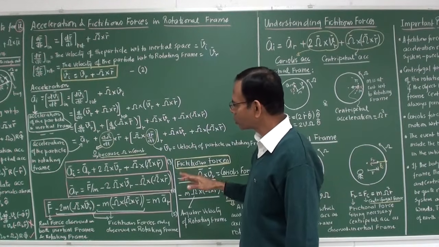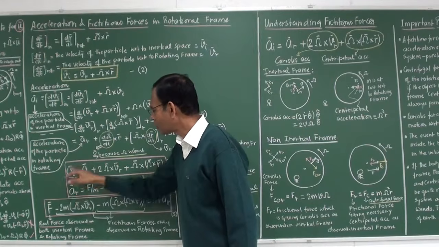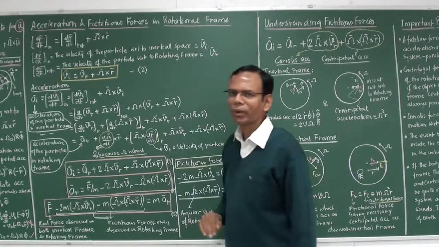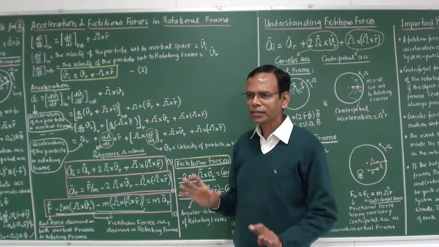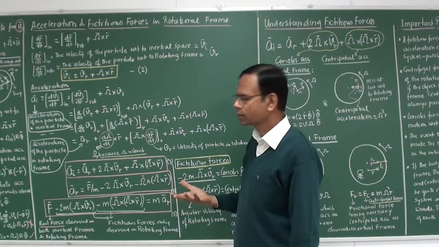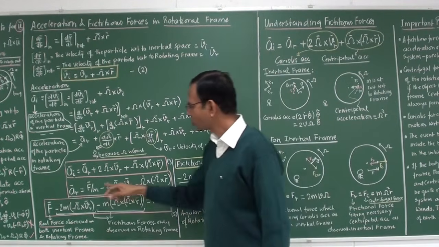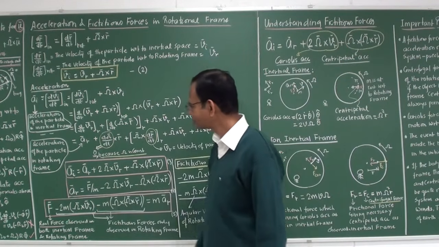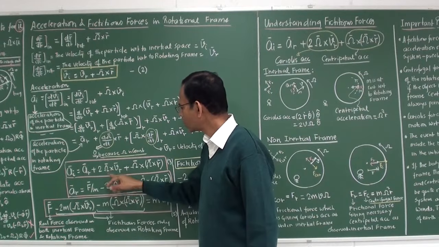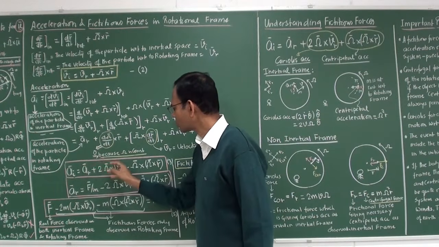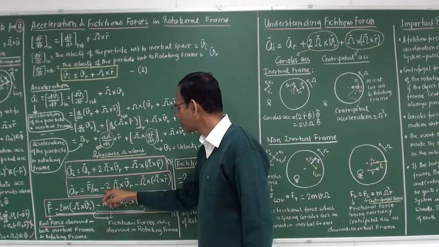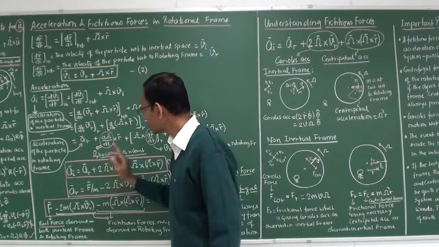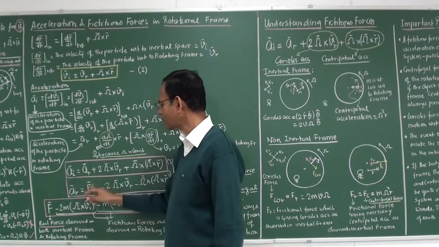Now, what I can do, I can take AR out, and on the other side, we can write in terms of AR. AI we can write as F by m, because AI means acceleration in the inertial frame, which actually is force by mass. So this force is actually in the inertial frame, the real force, F by m, minus, I am just taking to the other side, minus 2 omega cross V minus omega cross omega cross R. This is AR, that is the acceleration of the particle in the rotating frame is given by this.